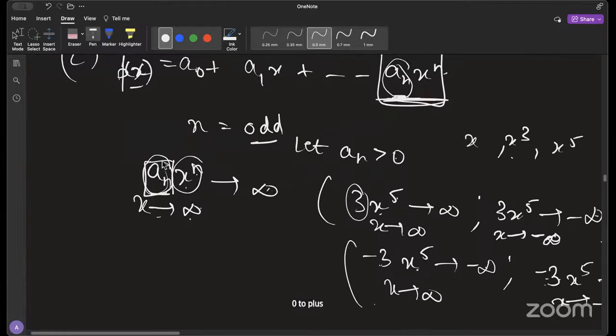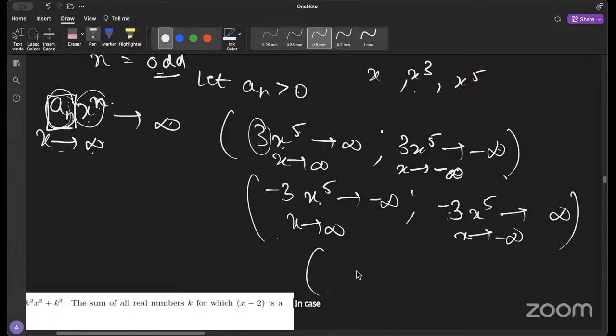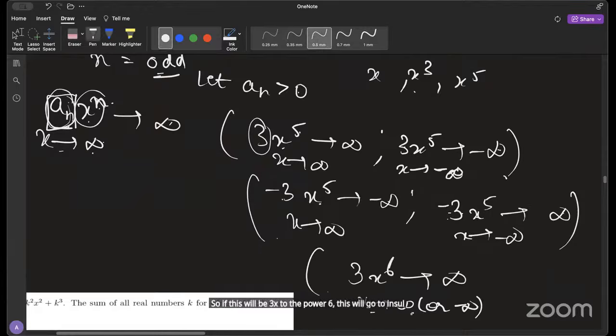Go to plus infinity. Now, this is given to be odd. That's what happens when you have odd numbers. But in the case of even, if you have a positive coefficient, like 3x to the power 5, as x tends to infinity or minus infinity does not matter, we have to take even. So if this is 3x to the power 6, this will go to infinity, when x tends to infinity or when x tends to minus infinity. In both cases, this is going to infinity. Right?